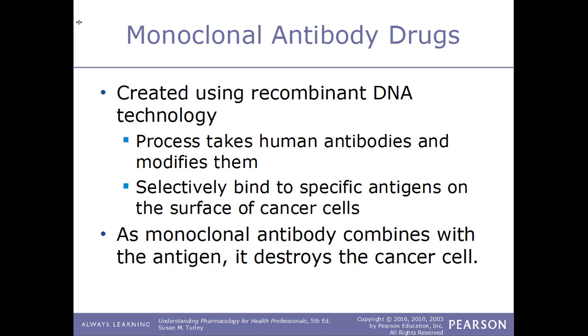Our next kind of chemotherapy drug we'll talk about are monoclonal antibody drugs. These are created using recombinant DNA technology. This process will take a human antibody and modify it, and these will selectively bind to specific antigens on the surface of cancer cells. As a monoclonal antibody combines with the antigen, it destroys the cancer cell.